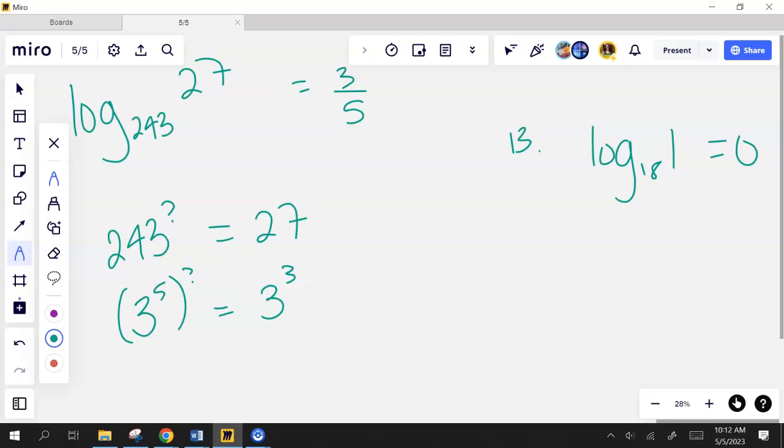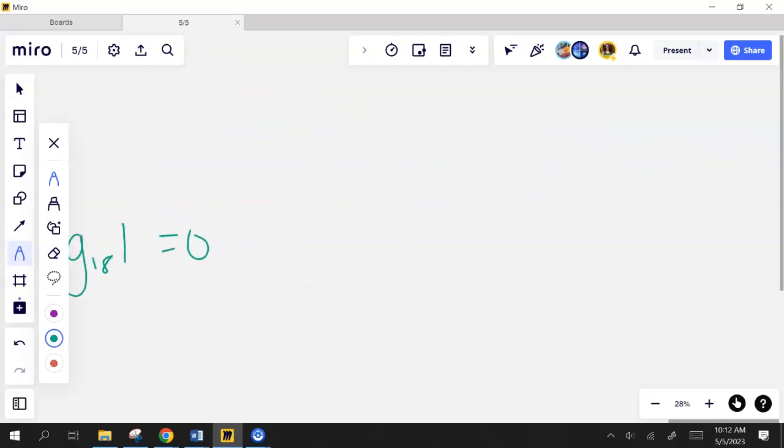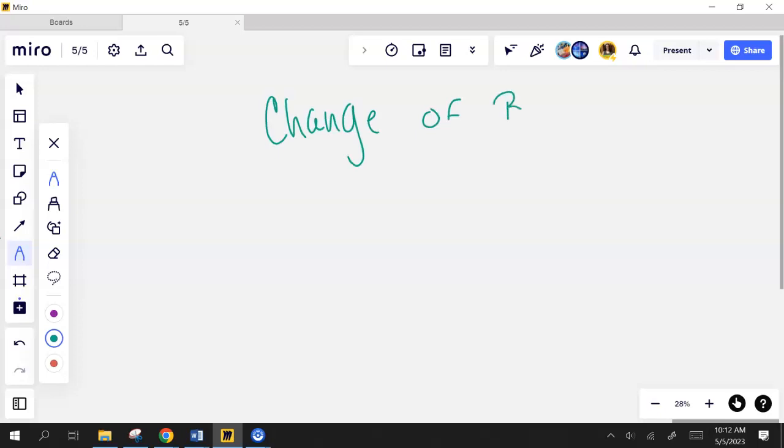All right. I would write this somewhere in your notes because this is pretty important. This is what we call change of base. These are for strictly calculator problems only. It's not for the non-calculator problems, okay?